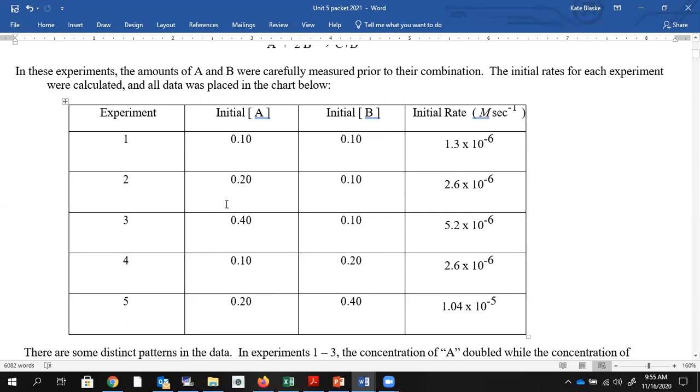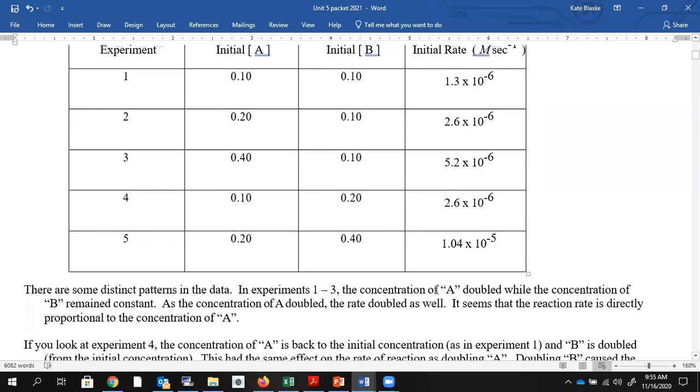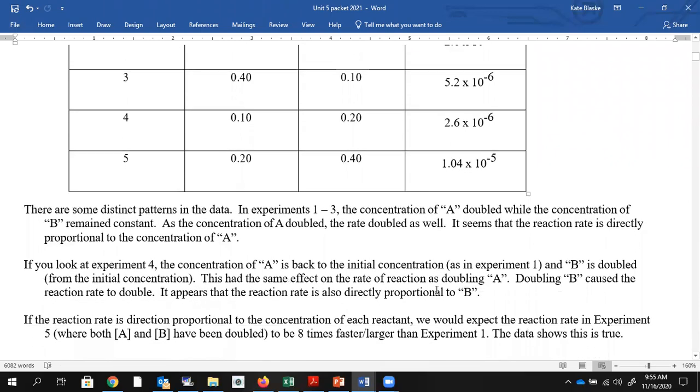changing for that reaction. Then for experiment 2, we doubled the concentration of A, but kept the concentration of B the same. And we see that that changed our rate. Again, doubling A, but keeping B the same. Again, we had a change in rate. Now we go back to the initial concentration of A, but we've doubled B, and we see how that affects our rate also. So there's lots of different ways we can change this around.